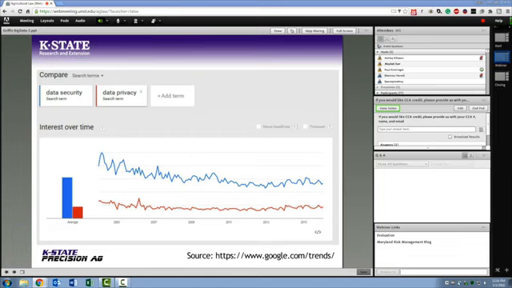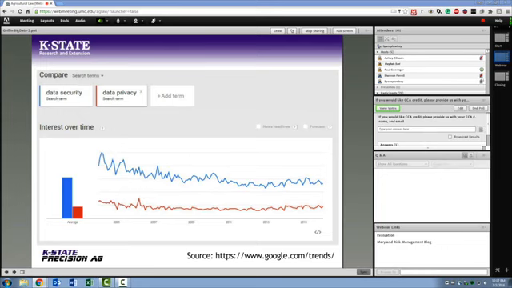You can throw in a search term like data security here in blue, or data privacy, which shows up here in red. I have my grad students use this tool just to get an idea of how often people in general in society search for different terms. I encourage you to go to this website and look up UAVs, drones, other aspects. Well, this graph shows us that people in general are more concerned about data security than data privacy.